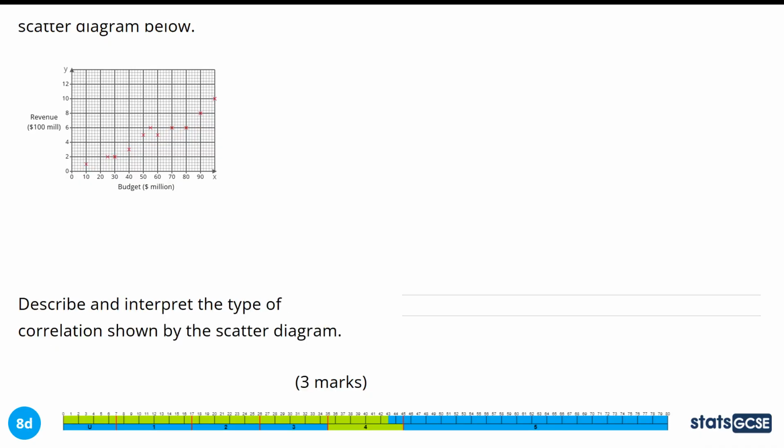Describe and interpret the type of correlation shown by the scatter diagram. When asked to describe a correlation, you're looking to see whether it's positive, negative, or there's no correlation, and whether it's strong or weak. Looking at R1 here, it's going up, so it's going to be positive. And if you look, all the points are close to a line of best fit that we can draw, so it's going to be strong.